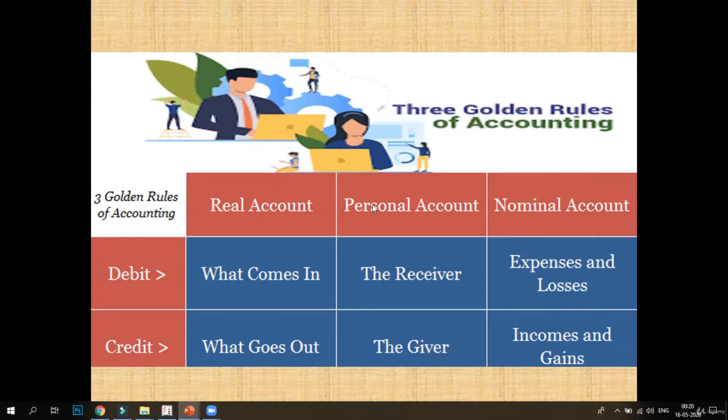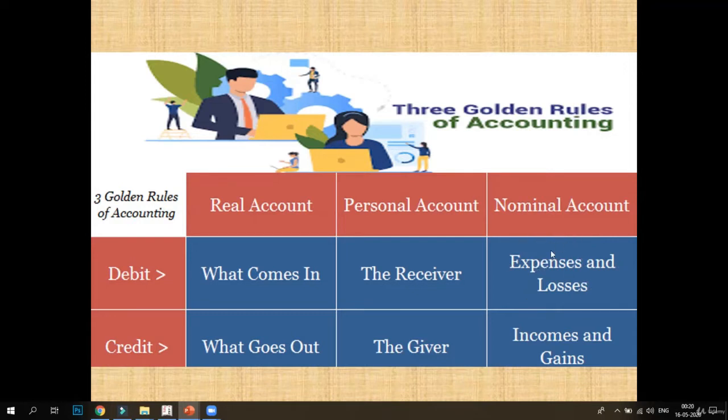Now, in the case of a personal account, whenever the supplier, customer or lender of money is receiving the amount, we have to debit that receiver, and whenever any supplier, customer or lender is giving the amount, you have to credit the giver. Simple. Now the third account we have is the nominal account, in which we take incomes and expenses ledgers like electricity expense, commission received, purchase, sale.